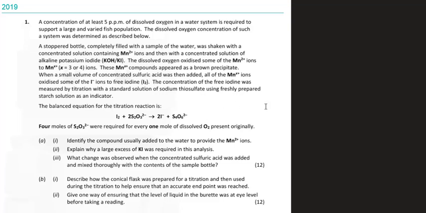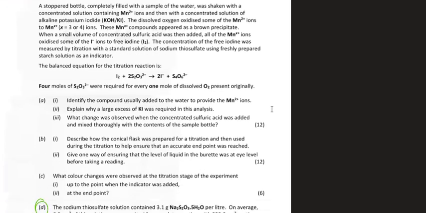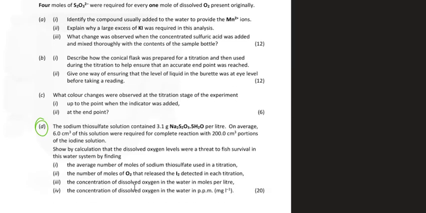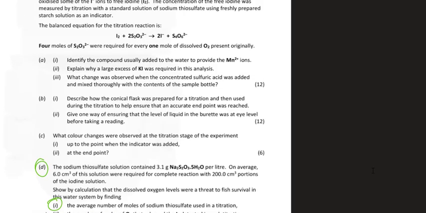Okay, so you can read through this text in your own time. Part D, down here circled in green, is, like for the first part, show by calculation that the dissolved oxygen levels were a threat to fish survival in the water system by finding, part 1, the average number of moles of sodium thiosulfate used in the titration. Okay, so when you read through the question, you'll find that what we're talking about is this balanced equation up here.